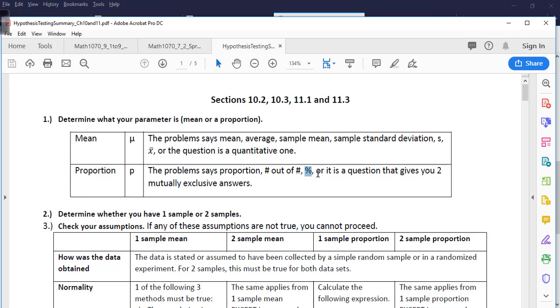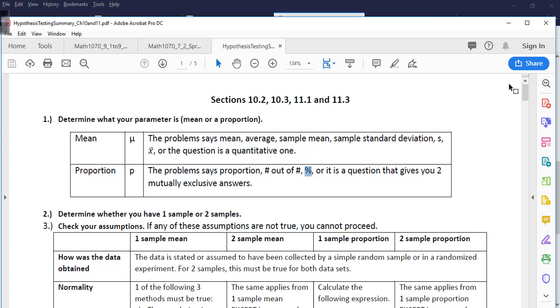Or this is a question that they ask where you have two mutually exclusive answers. So you give a yes or a no, or agree, don't agree, or you fall into one of two categories and there is no overlapping in those categories. So in order to identify that, you need to make sure to slow down and read the problem carefully so that you can pick out the key parts that you need.